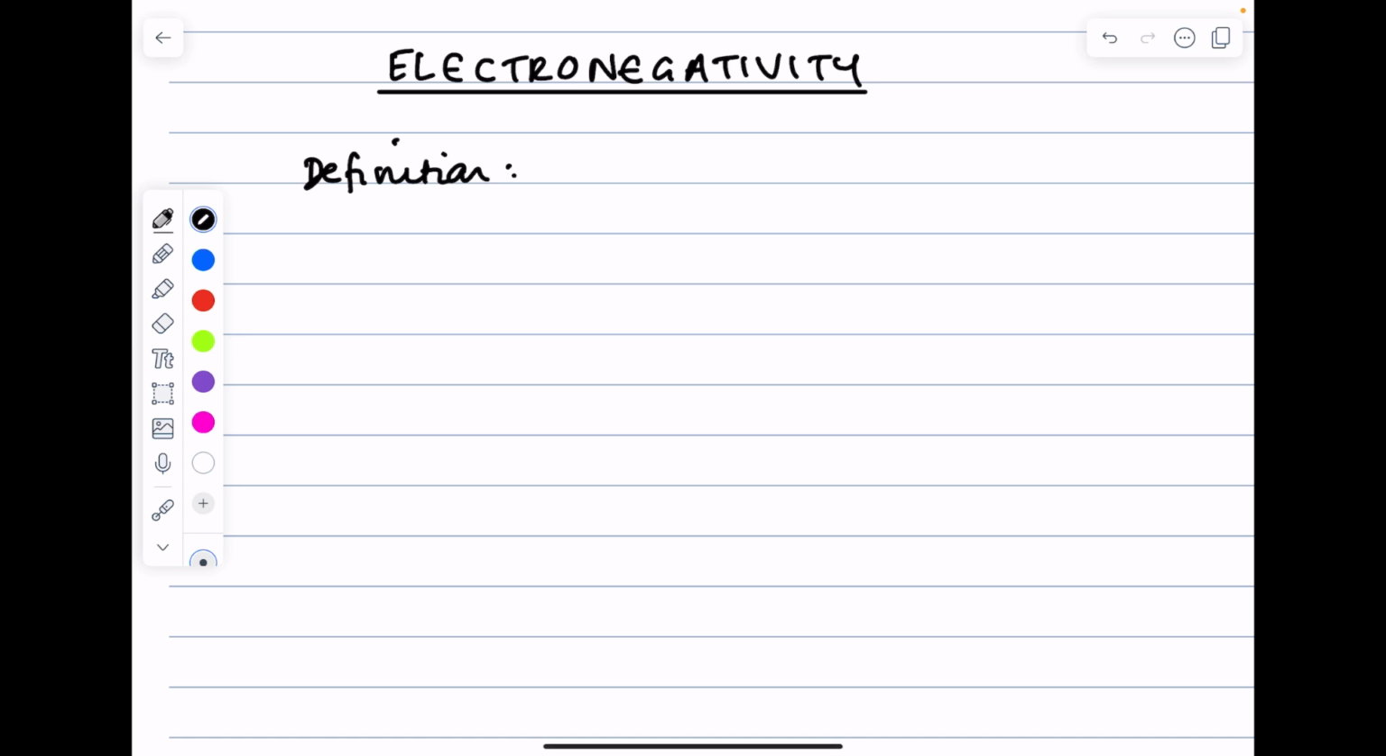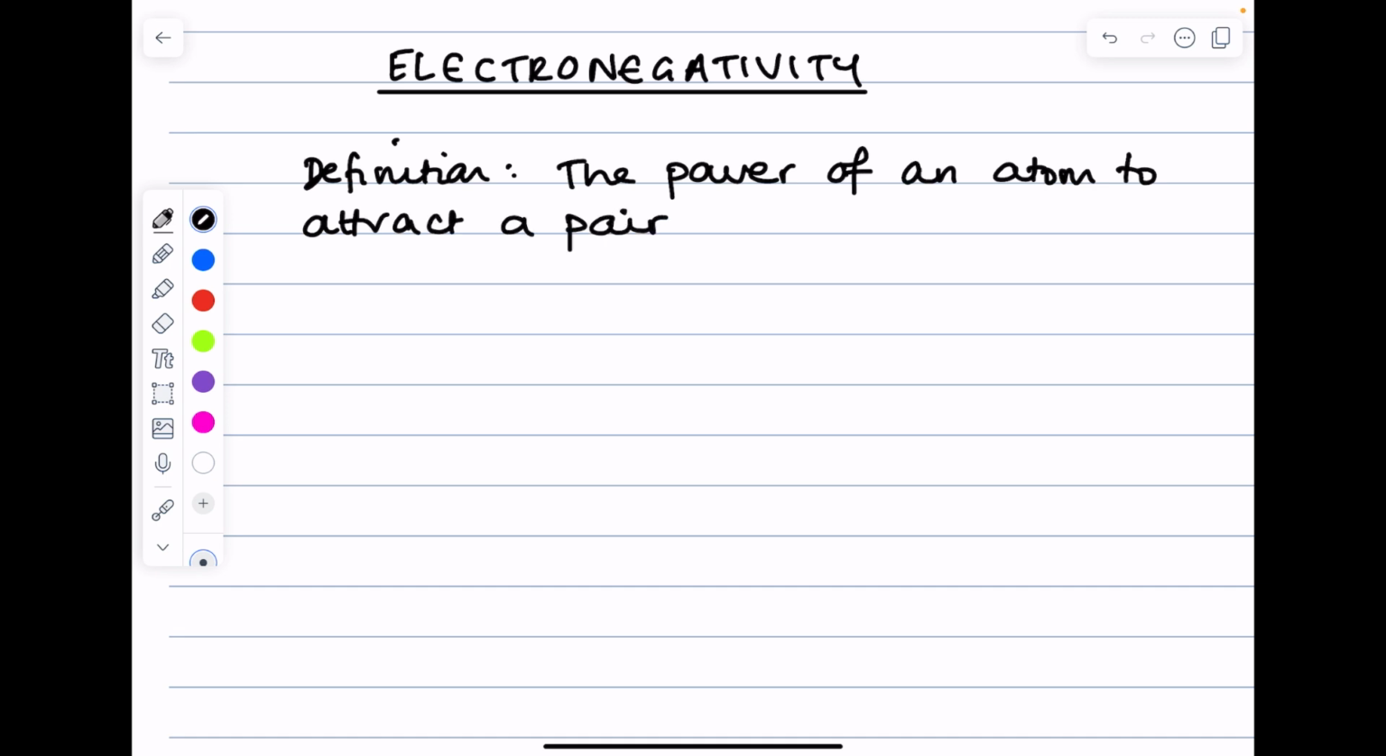Now we're moving on to electronegativity, starting with the definition. Electronegativity is the power of an atom to attract a pair of electrons towards itself in a covalent bond.